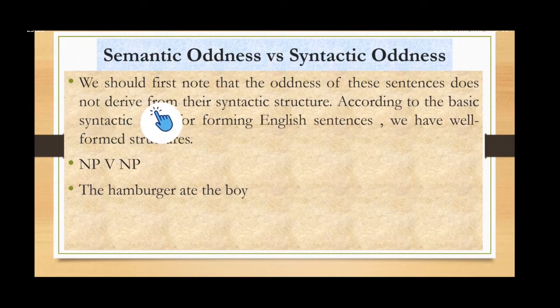We should first note that the oddness of these sentences does not derive from their syntactic structure. According to the basic syntactic rules for forming English sentences, we have well-formed structures like noun phrase, verb, and noun phrase. So, the hamburger ate the boy. The hamburger is a noun phrase, ate is a verb, and the boy again is a noun phrase. So the sentence is not odd because of the syntactic structure. Syntactically, the sentence is correct, but semantically it is incorrect, and semantically we know the oddness of a sentence through conceptual meaning, because conceptually we know that a hamburger cannot eat the boy.